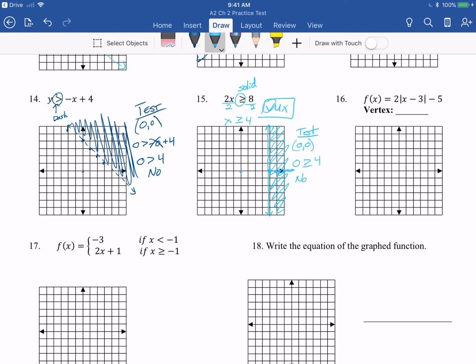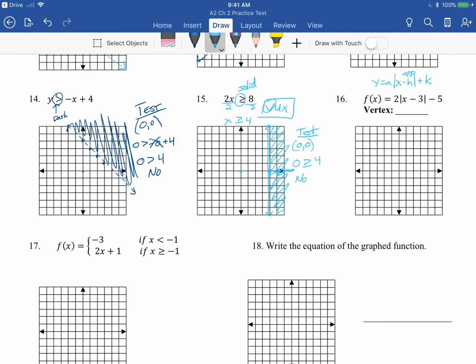Awesome. Number 16. Remember here that we talked about finding our vertex. So remember this is y equals a absolute value of x minus h plus k. All right. The h is always the opposite of what it looks like.